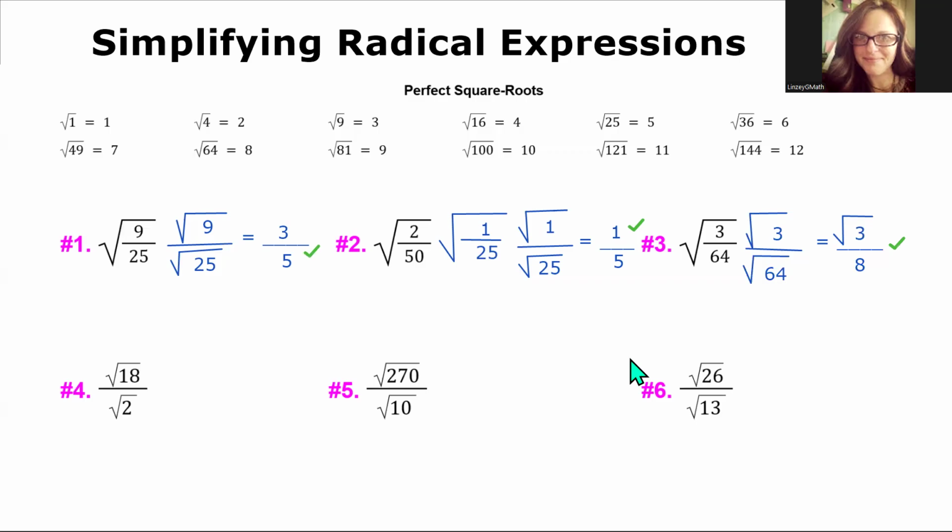Number 4. We have the square root of the top and the square root of the bottom separately. We can go in reverse and put 18 over 2 under 1 square root. Now we can divide. 18 divided by 2 is 9. And the square root of 9 is 3.